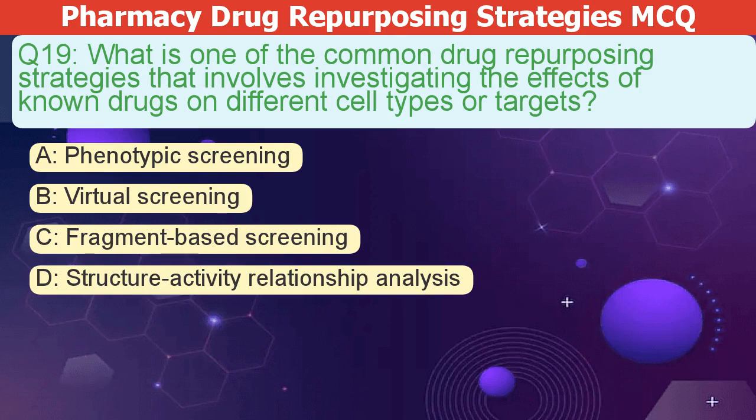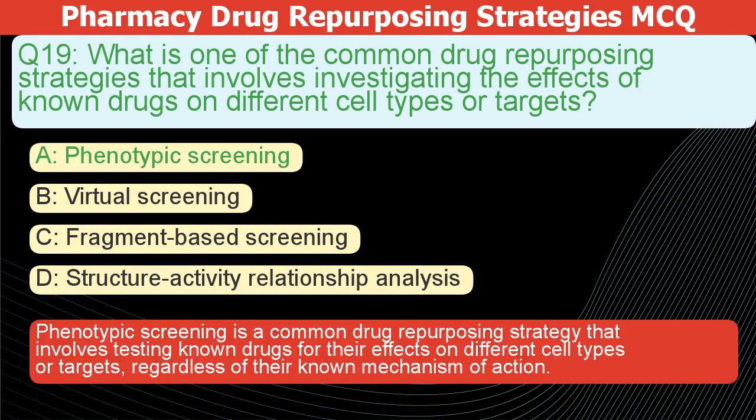What is one of the common drug repurposing strategies that involves investigating the effects of known drugs on different cell types or targets? A. Phenotypic screening. B. Virtual screening. C. Fragment-based screening. D. Structure-activity relationship analysis. The correct answer is A. Phenotypic screening is a common drug repurposing strategy. It involves testing known drugs for their effects on different cell types or targets. This is done regardless of their known mechanism of action.